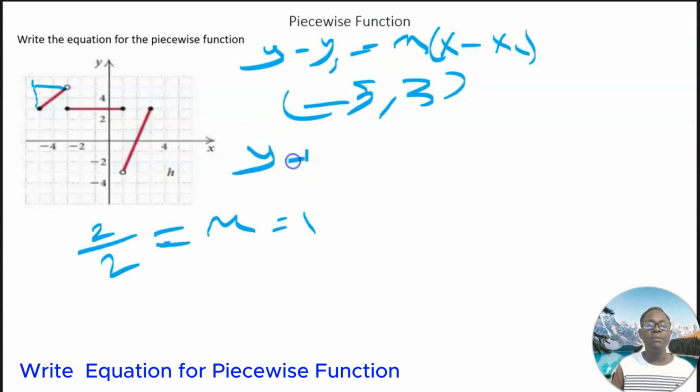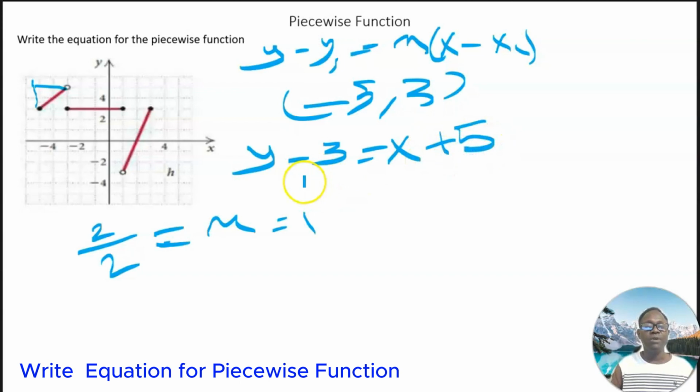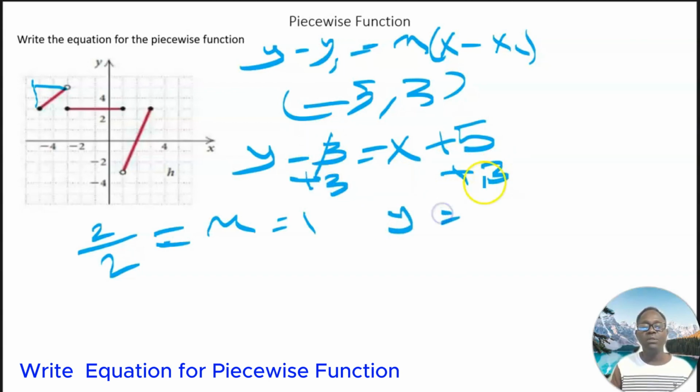So y minus y1, in this case 3, equals m, in this case 1, times x minus x1. One times x is x, and x1 is negative 5, and the formula has negative x1, so it should be positive 5. So now we simplify by adding 3 to both sides. Negative 3 and 3 cancel out, so y equals x plus 8. That's the first equation we have.